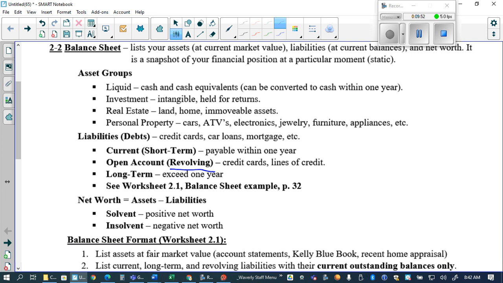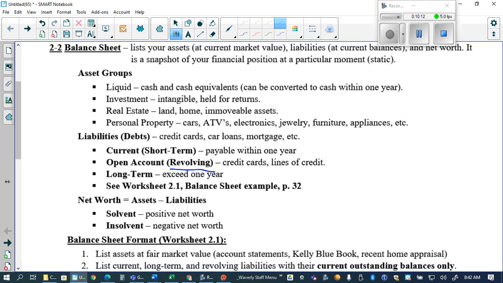Then there's long-term debt, right? A lot of it is going to be maybe your car loan. You've got another 3 years left to pay on that. You've got another 25 left on your mortgage, certainly they'd be under the long-term debt category. Worksheet 2.1 is what we're going to look at here in a minute. That's an example of a balance sheet.